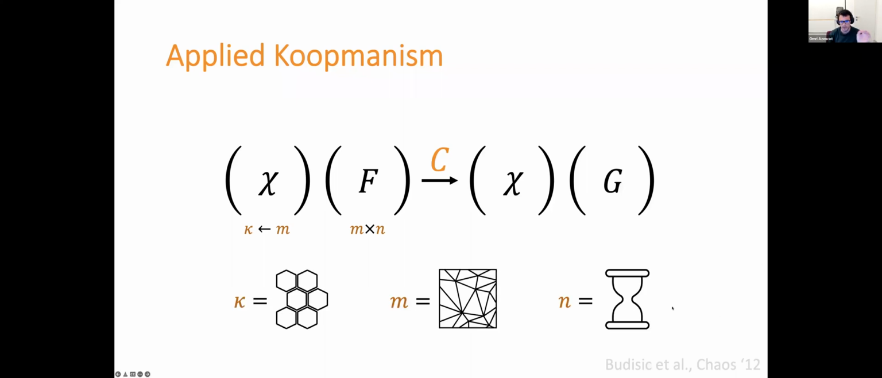So the dimension M is typically the space. Just consider the motion that we have in the cylinder, the fluid that goes past the cylinder. N is typically time. These are the observables that we collected over time, and K is some latent space that we compute.